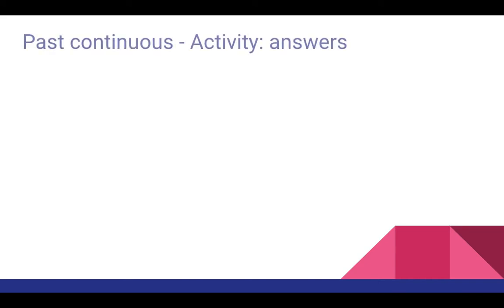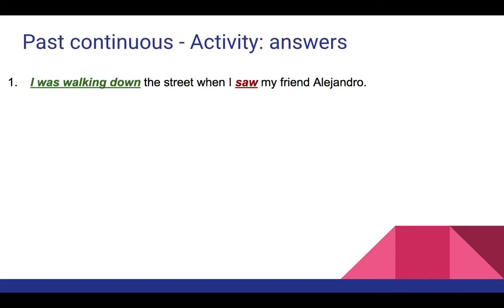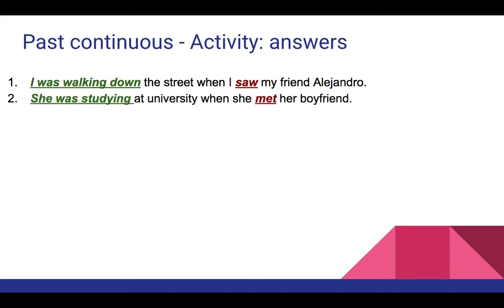Okay, let's look at the answers to that activity then. So we did the first one already together. I was walking down the street when I saw my friend Alejandro. So I was walking, past continuous, giving the context, and I saw my friend Alejandro, the action, I saw him. The past simple of to see, of course.